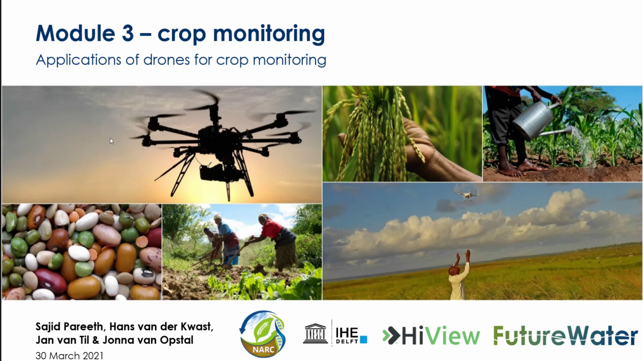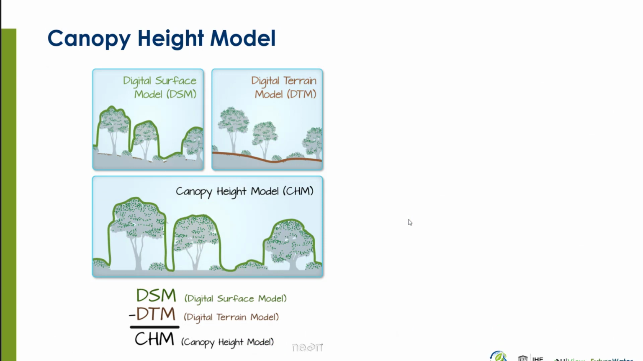Hello everyone. In this series of videos, I am going to show you how to compute canopy height model from drone flights. To compute canopy height model, what we need is digital surface model and digital terrain model computed from the same drone flight. The difference between digital surface model and DTM, digital terrain model, will give you the canopy height model, which represents the height of the objects on the Earth's surface.